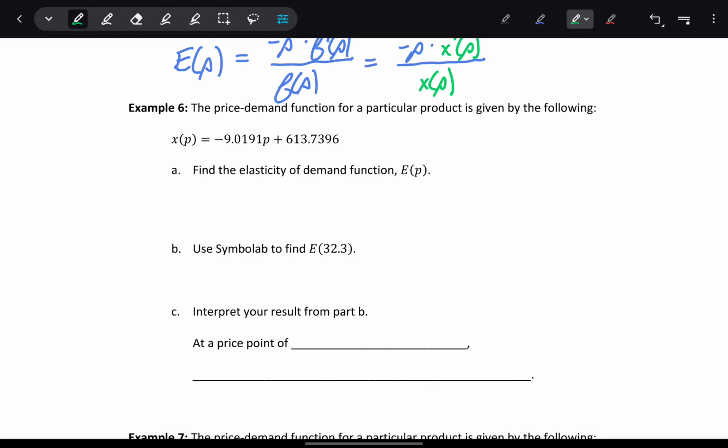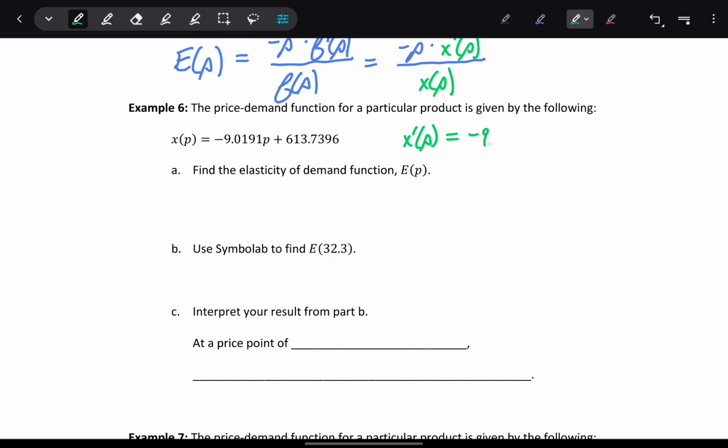In example 6, we're given a price demand function for a particular product. We want to find the elasticity of demand function. In order to do that, we need to find x prime of p. We could use Symbolab for that, or this is a relatively easy derivative to just do in one step if we're getting comfortable with these.